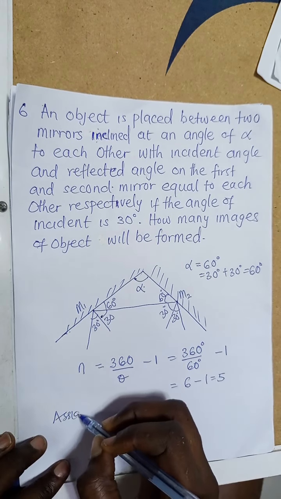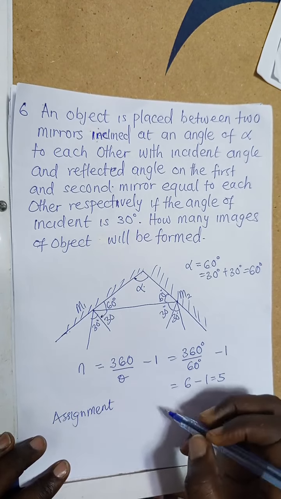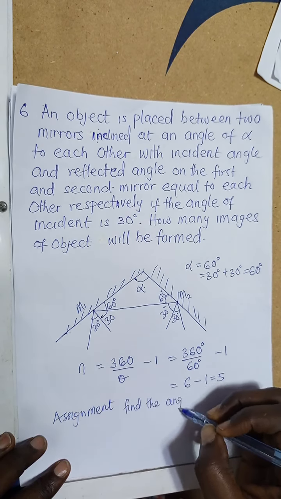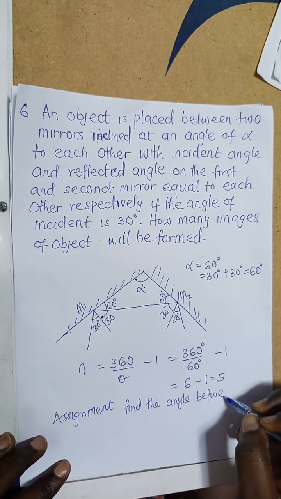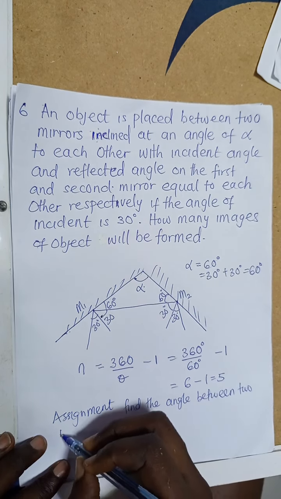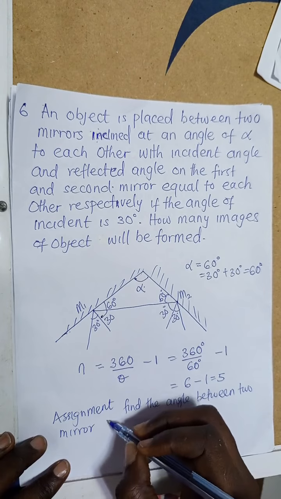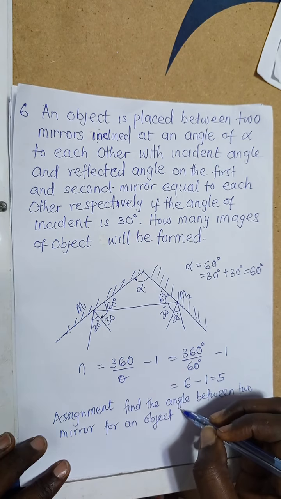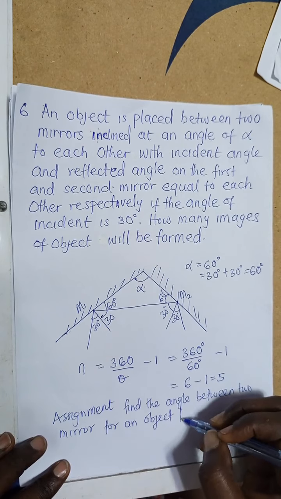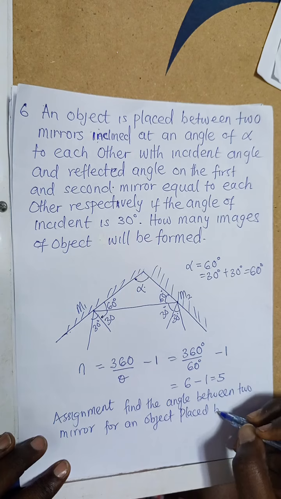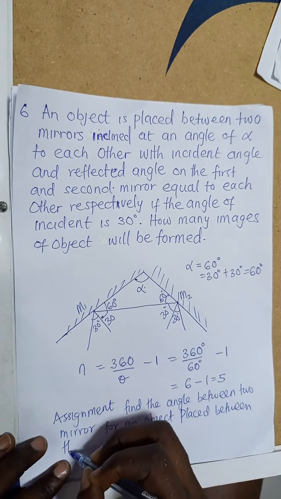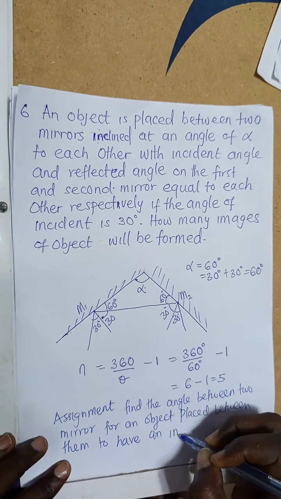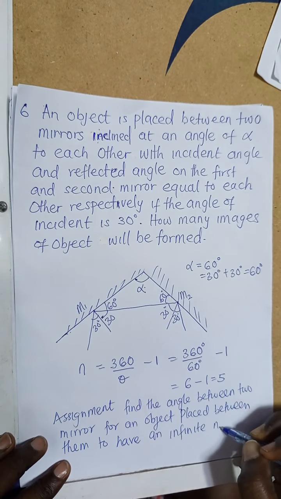I'm giving you one assignment, please, on this particular question. Find the angle between two mirrors for an object to be placed between them to have an infinite number of images.